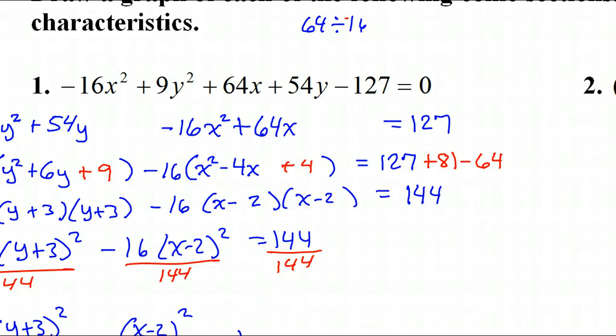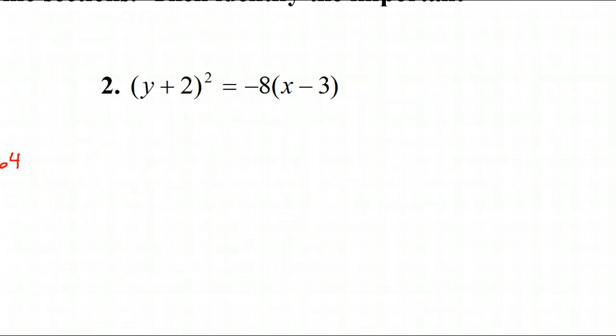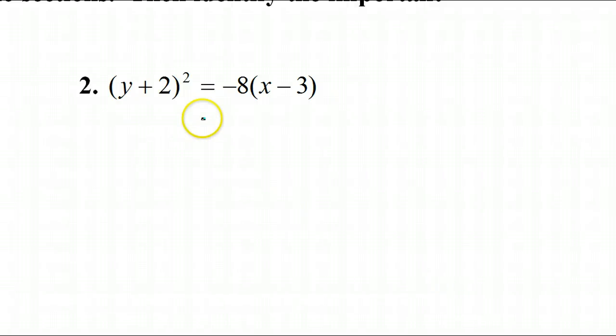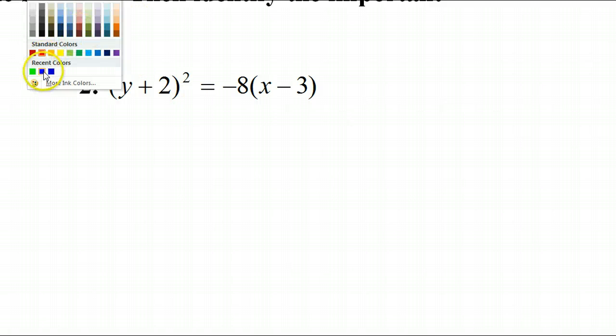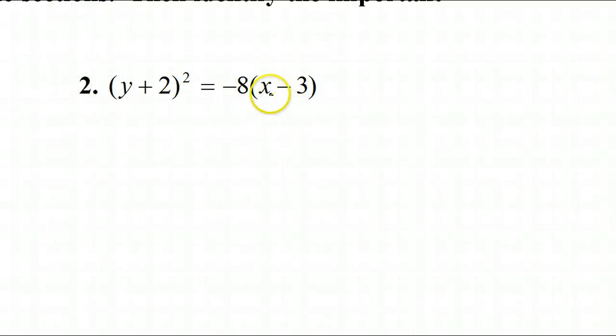Let's move on to problem number 2. First of all, which kind of shape is this going to be? I feel a parabola coming on. This is a parabola. How do I know that? Because only one thing is squared. The y is squared, the x is not squared. That's a parabola. Plus, it's in standard form and everything.